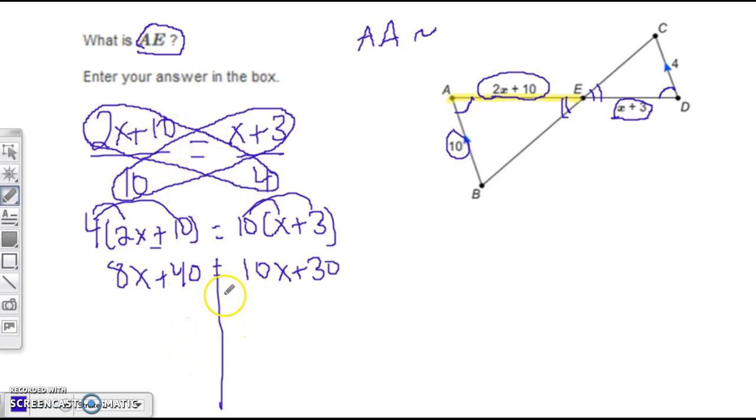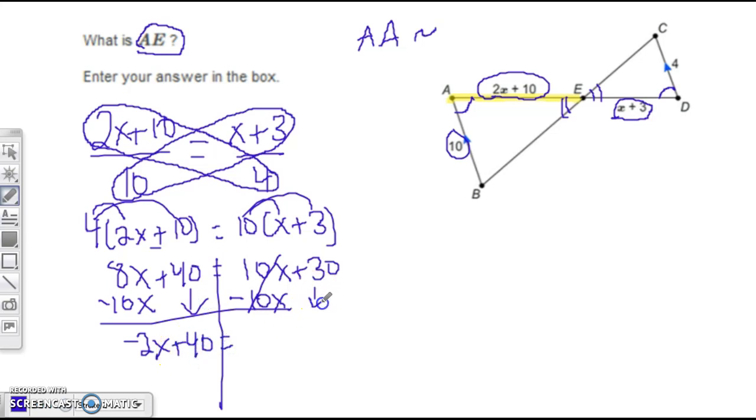All right, now we're solving equations. I have x's on both sides. I want to get them on the same side. So I'm going to go ahead and subtract 10x from each side. That would cancel that one. And I would get a negative 2x. Drop this right down. Drop that straight down.